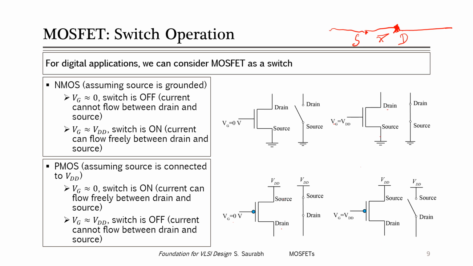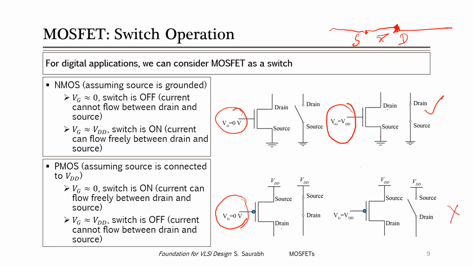So now to summarize, in an NMOS the switch is turned off when VG is equal to 0 volt, and in a PMOS the switch is turned on when VG is equal to 0 volt. In contrast, when VG is equal to VDD in an NMOS, the switch is turned on, and when VG is equal to VDD in a PMOS, the switch is turned off.